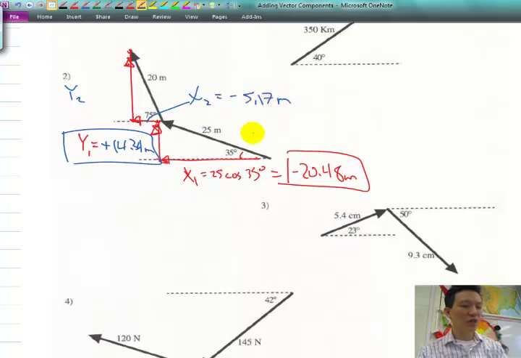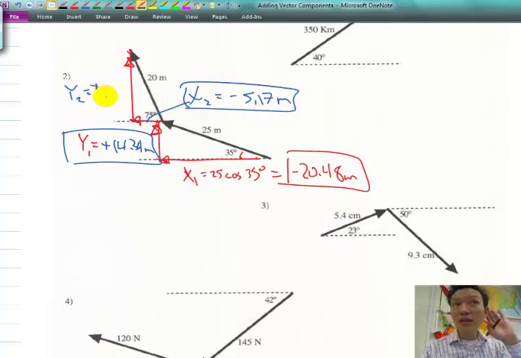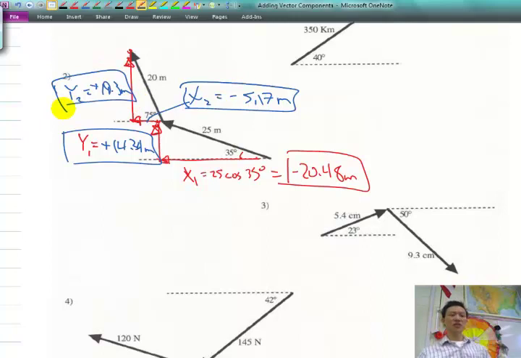Is x2? Okay, negative 5.17 meters. And all you did was you took 20 times the cosine of 75, right? And then how about y2? 19.3 meters. Awesome. Okay? And you know what? If you round a little bit differently, I'm okay with that. Okay? Now what? Here's how you finish.